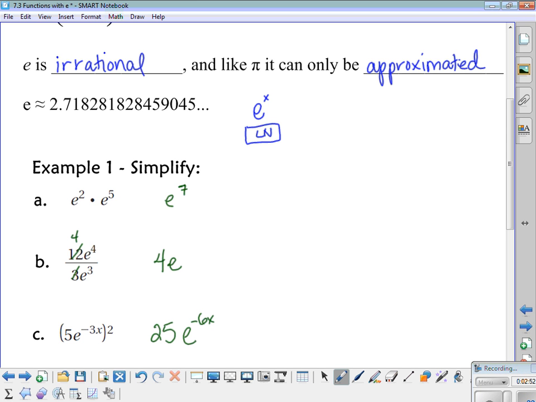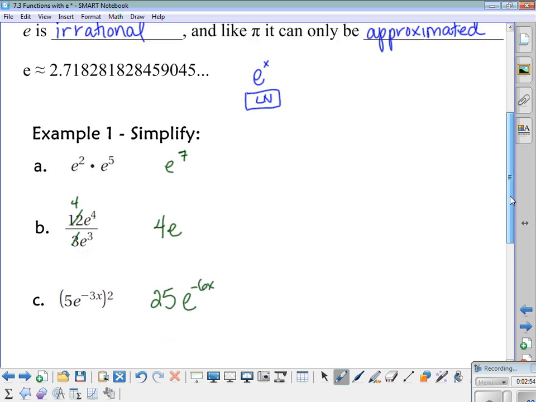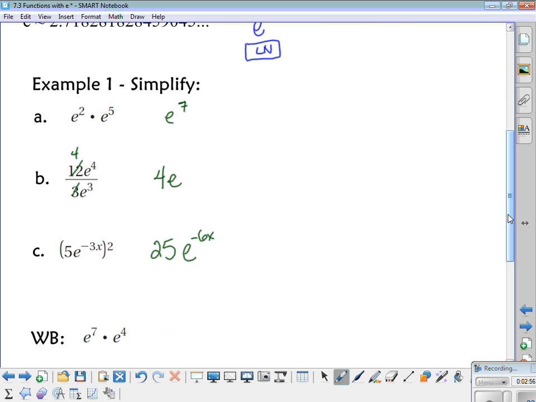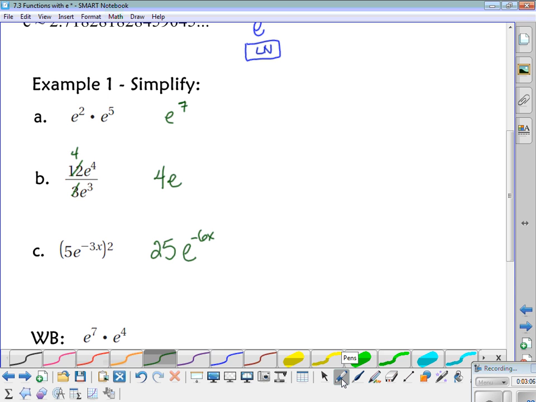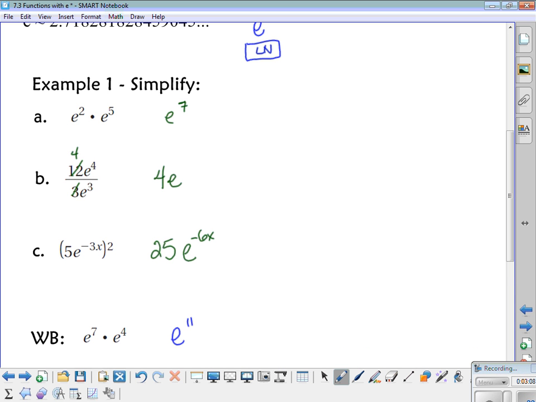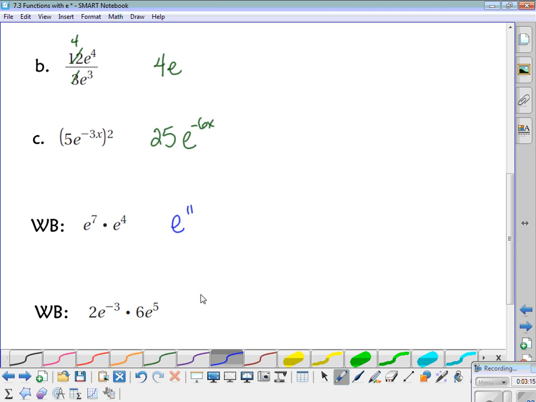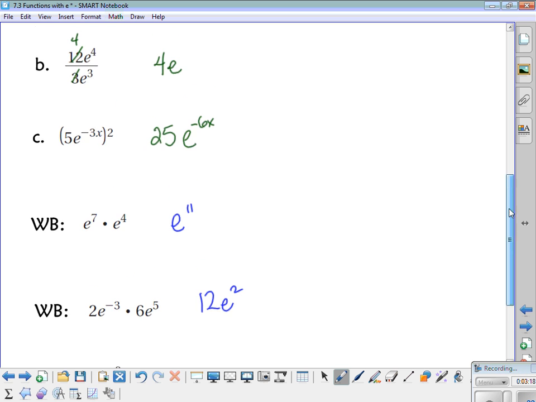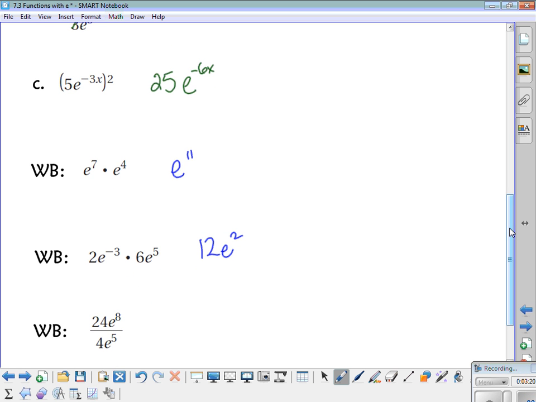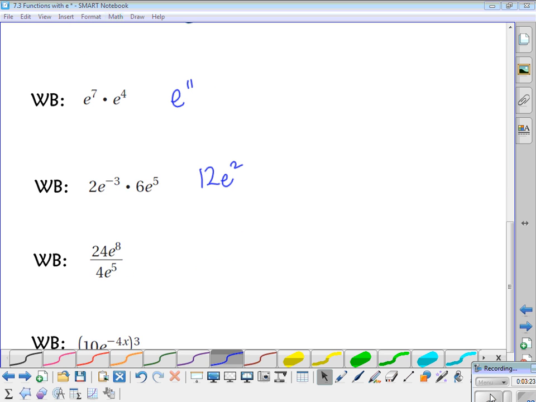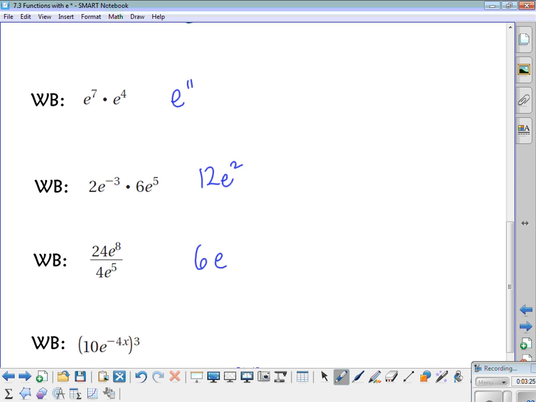So just to make sure you guys remember how to do those, do this one on your whiteboards. All right, looks like you guys are all getting it. Yeah, we just add the exponents, so e to the 11th. Okay, how about that one? All right, so we all agree it's 12e squared. How about this one? All right, looks like you guys are all getting 6e cubed.